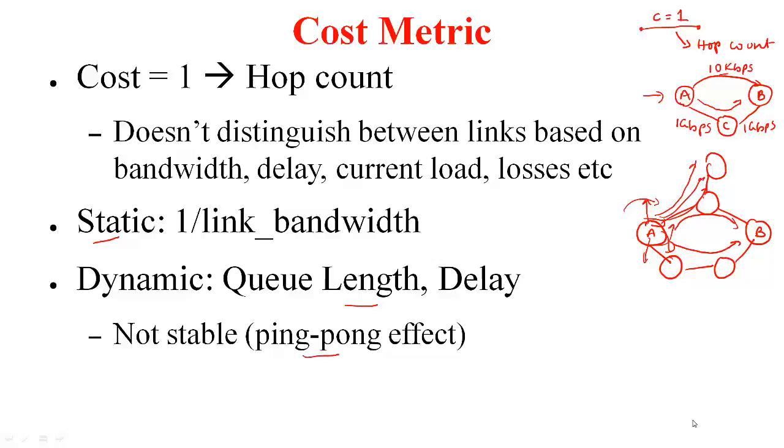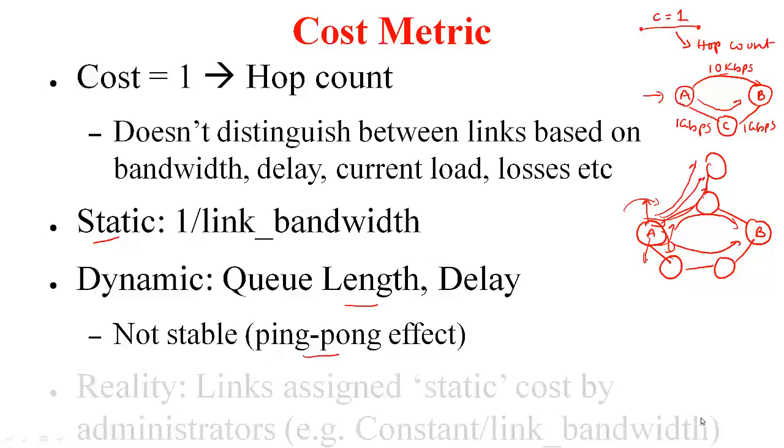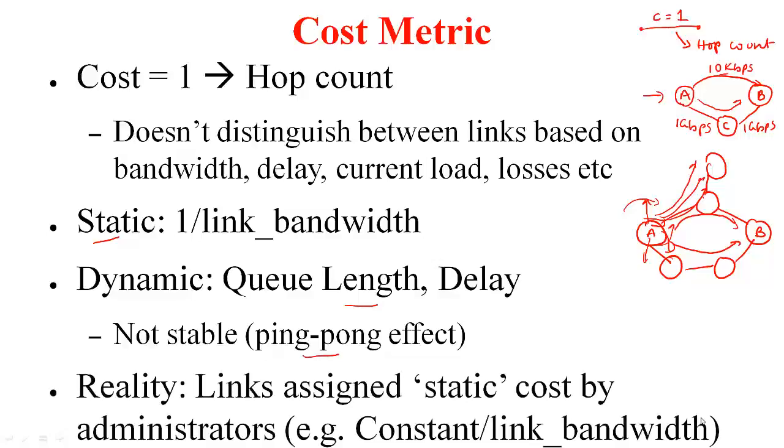People have experimented with some of these metrics in the internet, but of late the reality is that these links are assigned static cost by administrators. Often this is a function of the link bandwidth because stability is more important than perfect optimality. And this metric doesn't do too bad either.